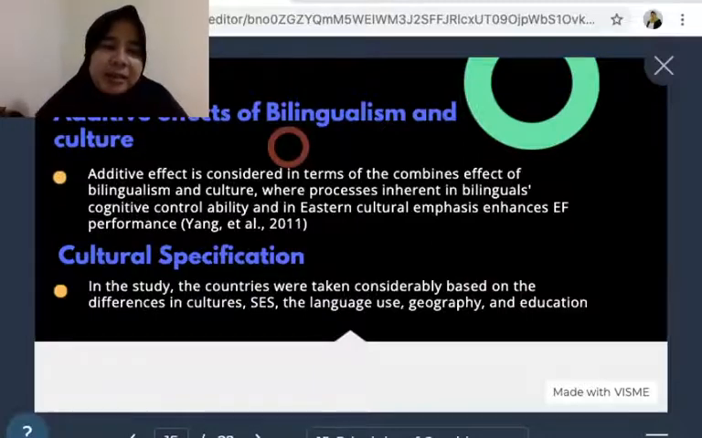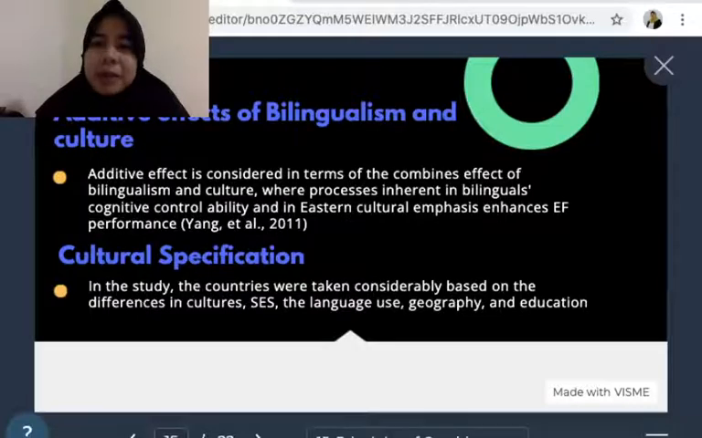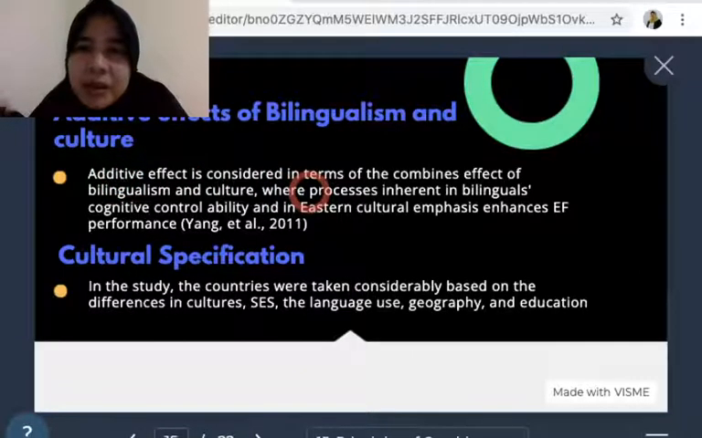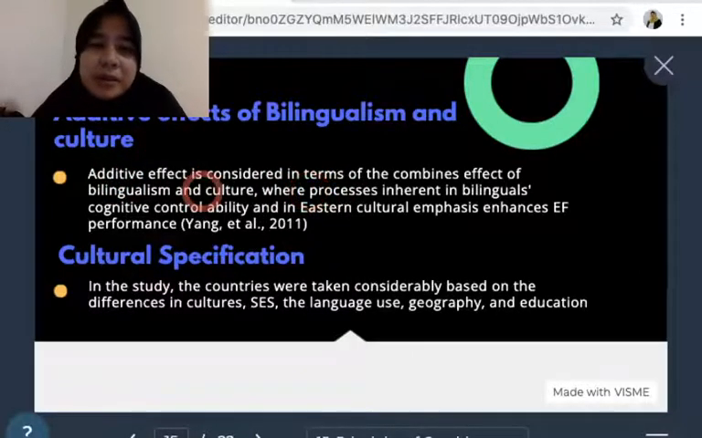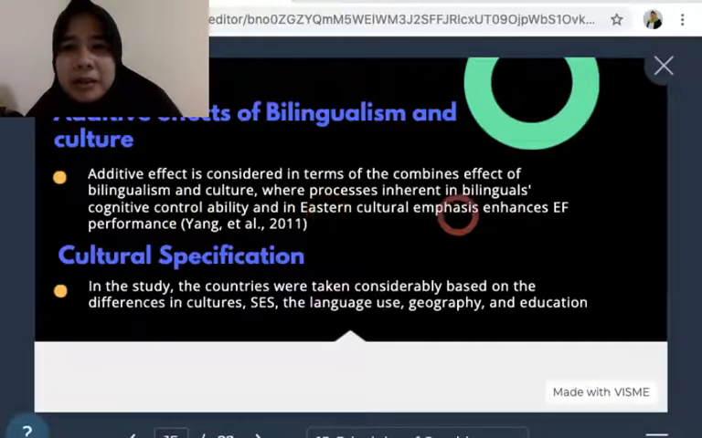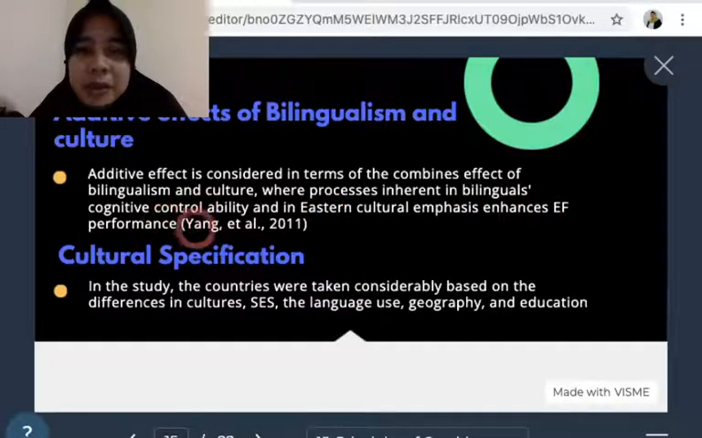The additive effects here mean the combination of bilingualism and the cultures, and they want to find out if there is any relation between bilingualism and cultures. So additive effect is considered in terms of the combined effects of bilingualism and cultures, where the processes inherent in bilinguals' cognitive control ability and in Eastern cultural emphasis enhance EF performance. This is from Yang 2011.